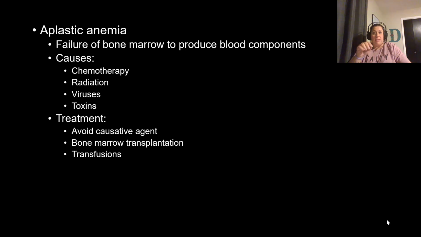Now, this particular type of anemia also is going to be seen with what we would call pancytopenia, which is a decrease in all types of blood cells, not just red blood cells. We would also see a decrease in white blood cells and platelets with this.